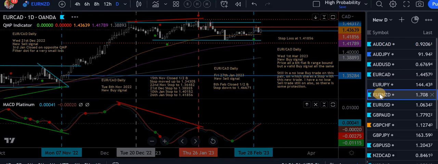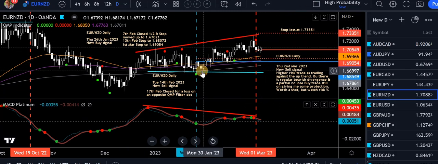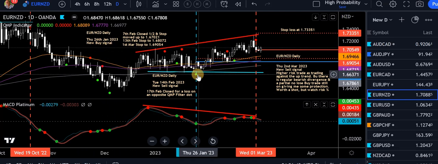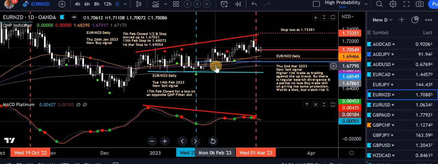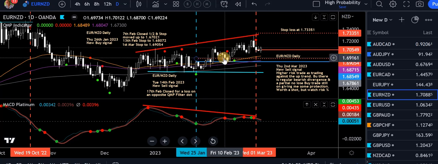Euro New Zealand. Now, yeah, Euro New Zealand. A buy here from the 26th of Jan, so it's all good. You can read my notes, 7th of Feb. On the open, this one moved, closed half, going nowhere, and moved the stop up. Then 30th of Feb moved the stop up. Then 1st of March moved the stop up. So we can't lose on this buy.